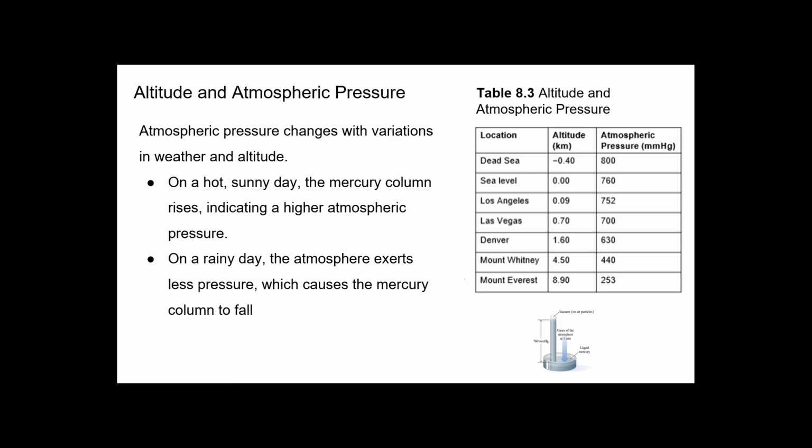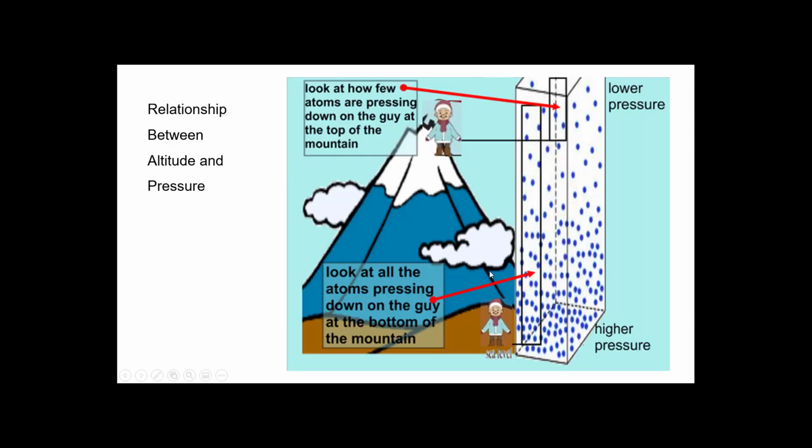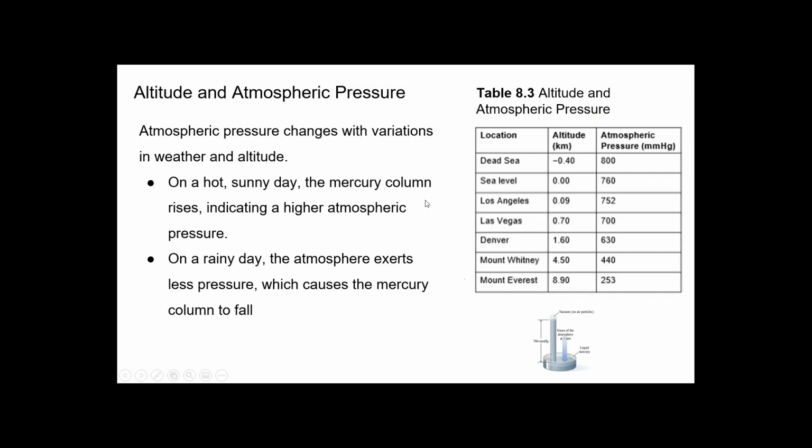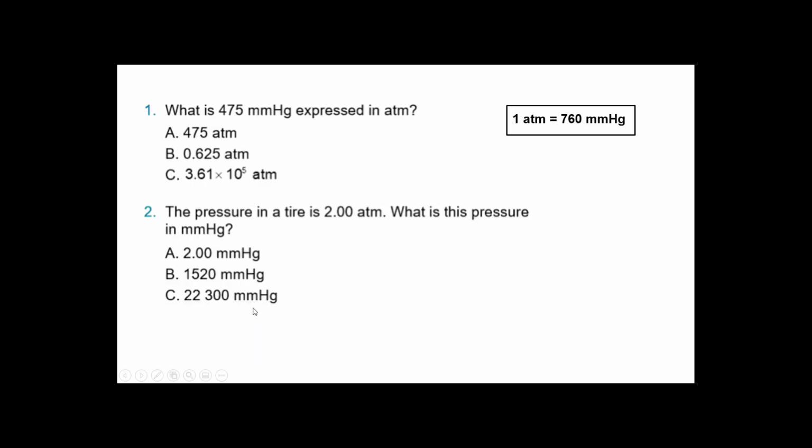Okay, so you can see the Dead Sea is actually below sea level, because sea level is 760. The atmospheric pressure is increasing. So if you think this is sea level and you go down more, you can imagine even more molecules are bombarding you below sea level. Okay, so hopefully that makes sense.